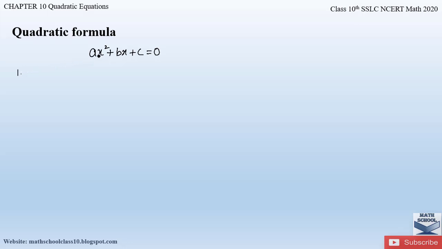So the first step in our completing the square method was that we have to make the coefficient of x square or the a value equal to 1. So let us make a value equal to 1. This can be done by dividing the whole equation by the value a. So let us do that. ax square divided by a plus bx divided by a plus c divided by a is equal to 0. Now this a and a term will get cancelled, so we are left with the equation x square plus b by a x plus c by a is equal to 0.